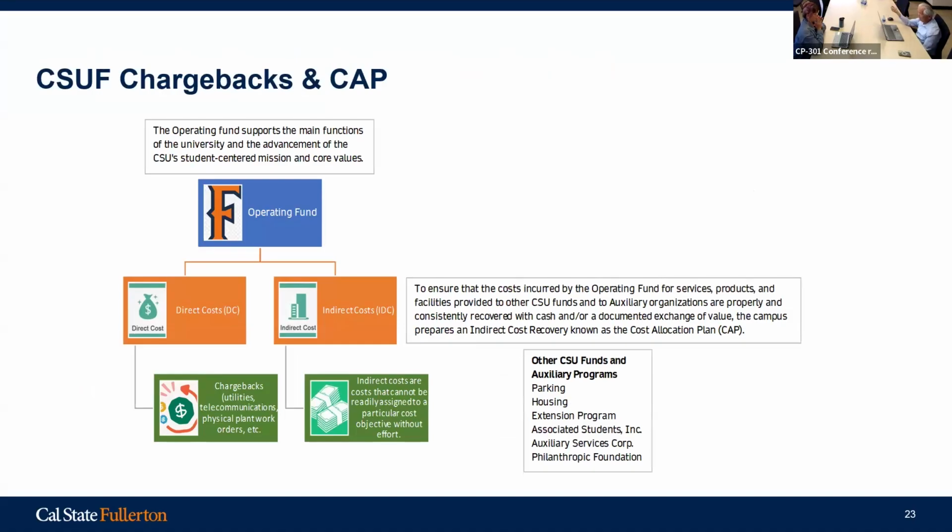Chargeback meaning it's a direct function. So some of the services that we provide, we directly charge. If we can identify the service specifically to a particular department, usually we charge back. Some examples are the copy center, things like that. You know exactly what, so you just provide the services and you charge back for those services.